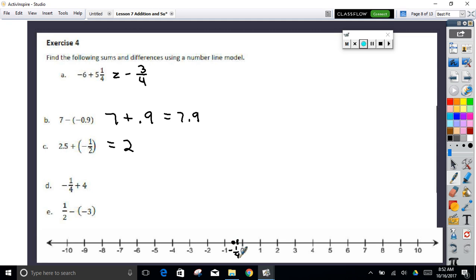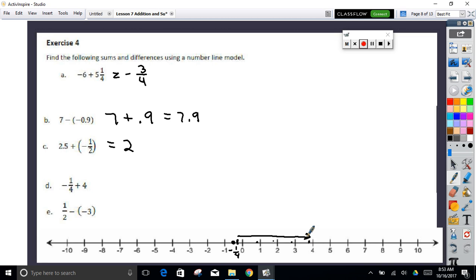Add 4. Okay, add 4. And when you're doing that, when you're starting with a fraction already, I want to go to that point each time I count 1. So 1, 2, 3, 4.